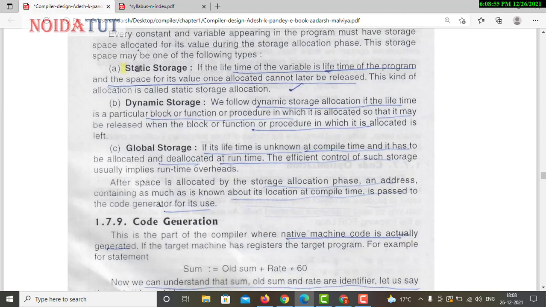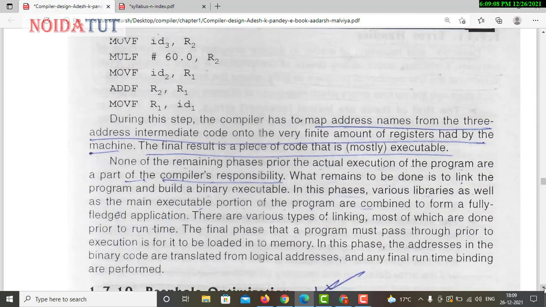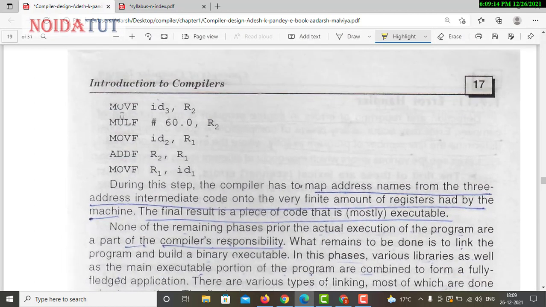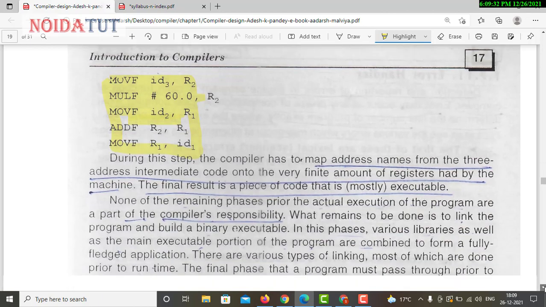Yesterday we were seeing what static storage, dynamic storage and global storage are. That was the last topic we discussed yesterday. Then we had the code generation. In the final code generation, we get the mnemonics of the assembly code. In this book, assembly language is considered as the machine language or low level language. In some of the books, it is considered as middle level language. These mnemonics are generated as the final code.